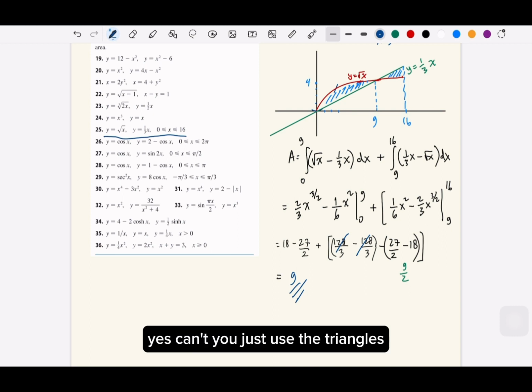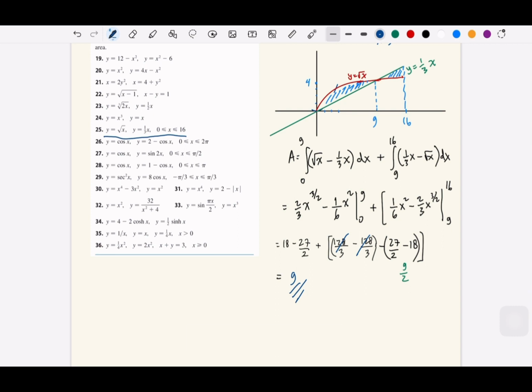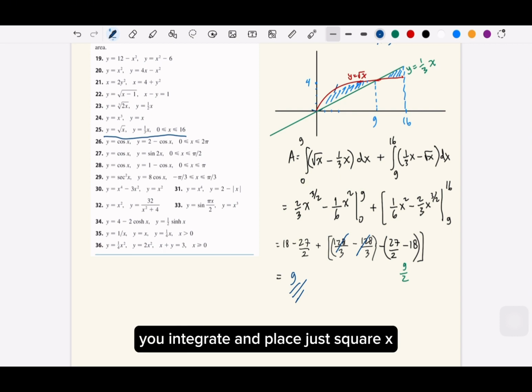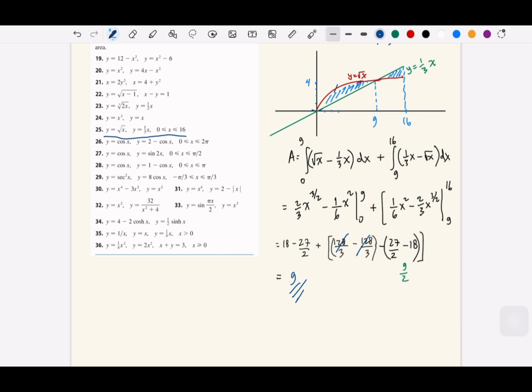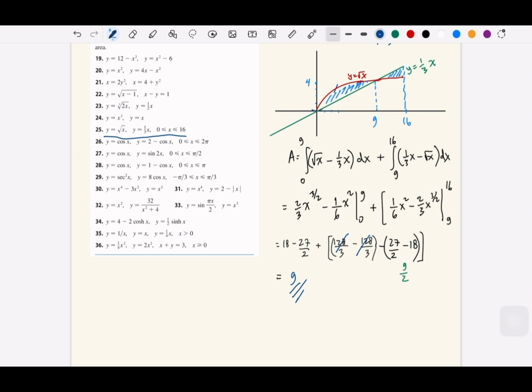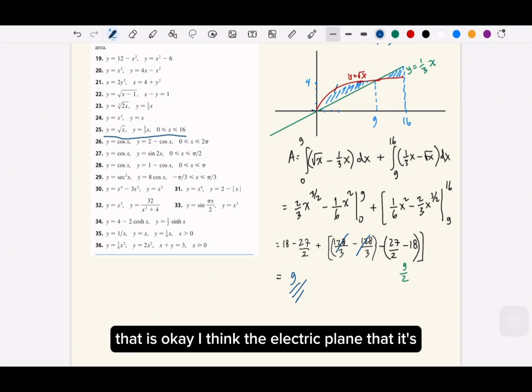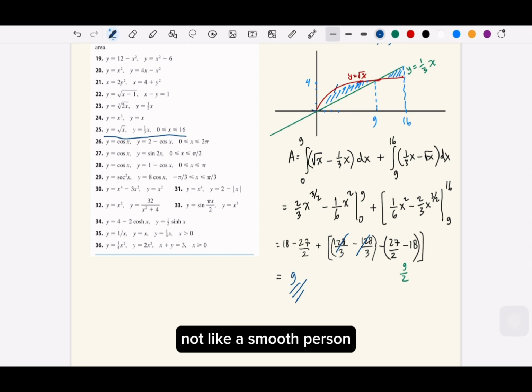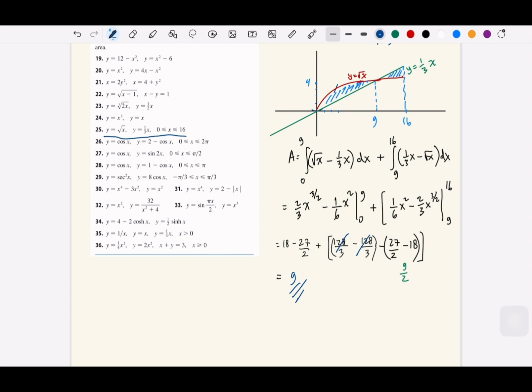Yes? Can't you just use the triangles? Which part? You integrate just the square root of x, and then you subtract the triangle under it, and then you use the triangle at the top. The triangle part is okay. I think geometrically, because it's not a smooth curve, it's okay using triangles.